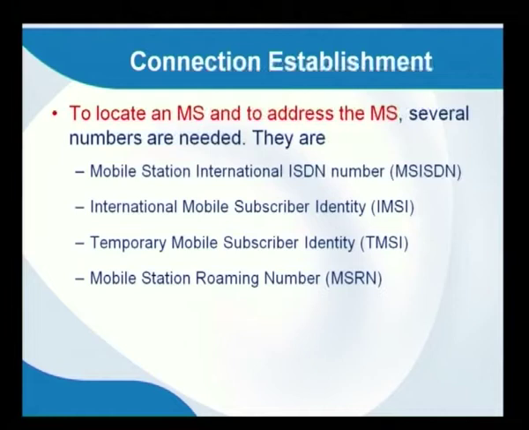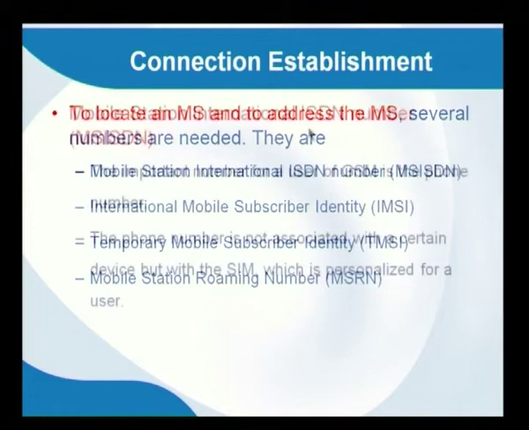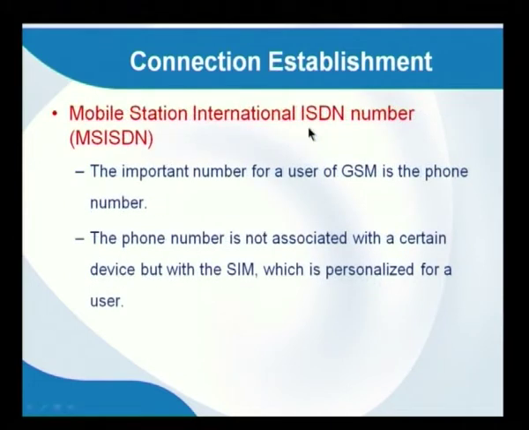Mobile station international ISDN number, international mobile subscriber identity, temporary mobile subscriber identity, mobile station roaming number. So, these numbers are used to locate the mobile station, that we will see one by one. So, the first one is mobile station international ISDN number. Actually, this is a very important number. This is known as the cell phone number or mobile number provided to the user. This number is not associated with a specific device. Instead, it is associated with the SIM card or it is specific to the service provider.